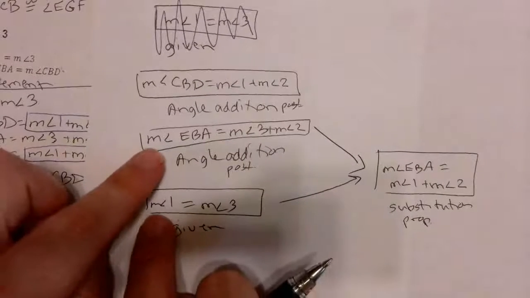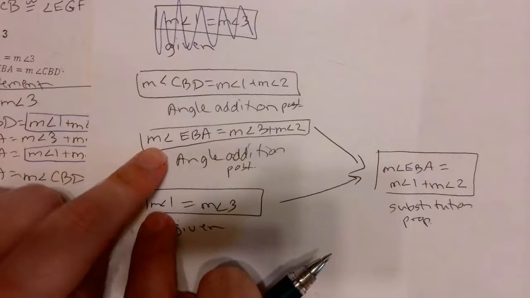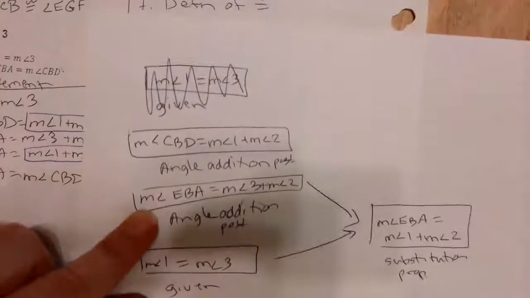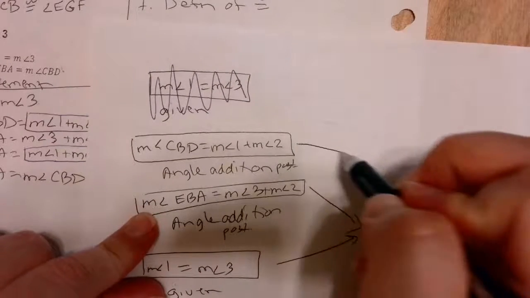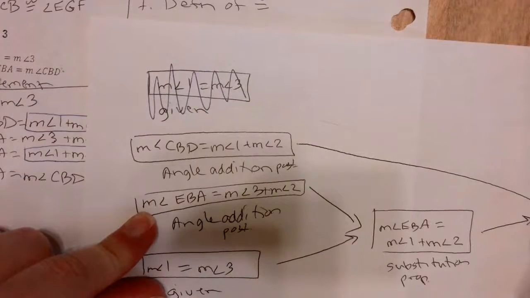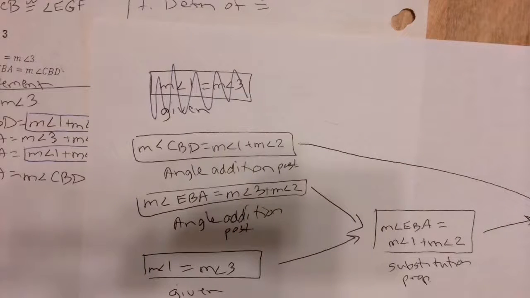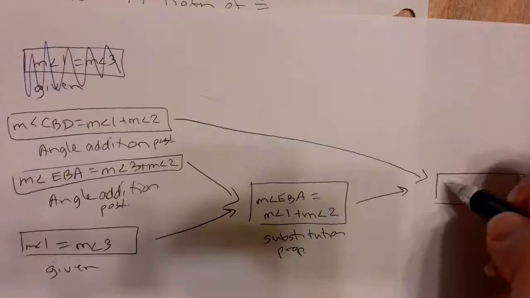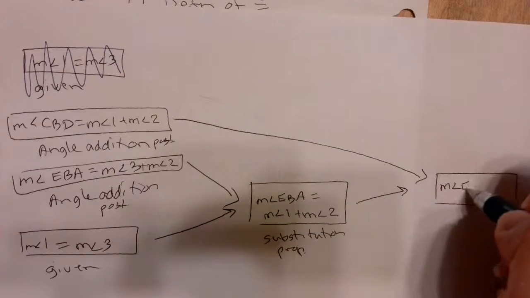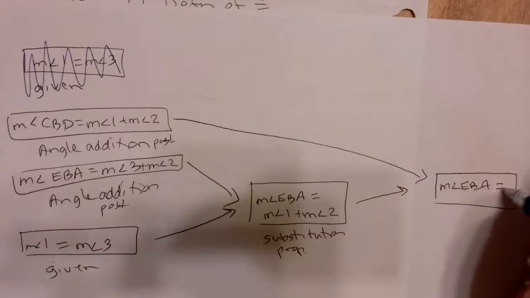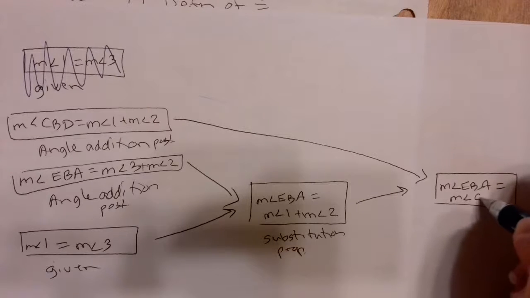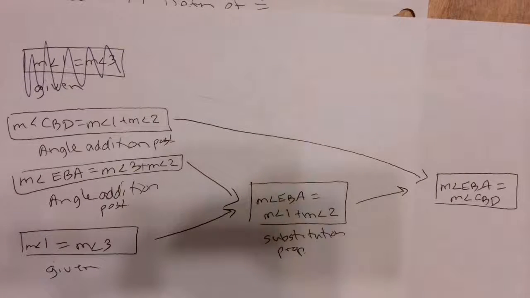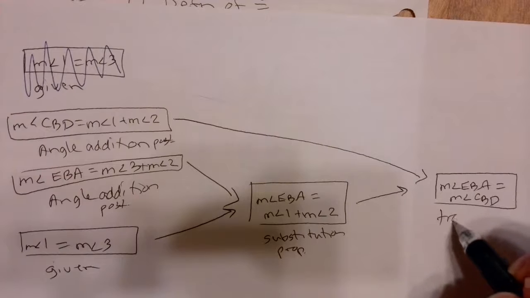These are the two, in my 2-column proof, these are the two I used. Then, these two came together and said, the measure of angle EBA is equal to the measure of angle CBD by transitive property.